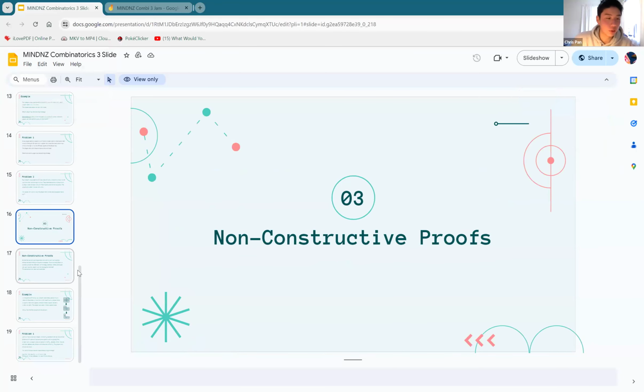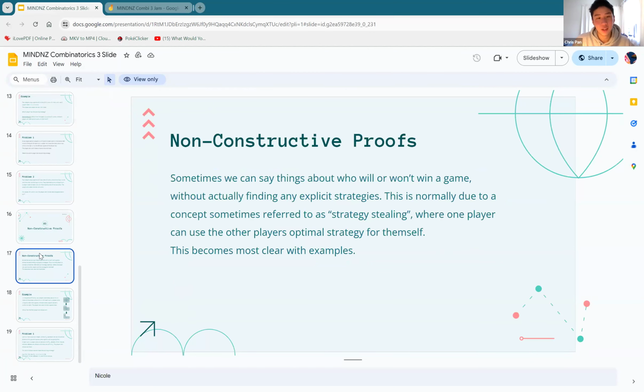cool. I guess we can move on to non-constructive proofs now. This is what Jay was maybe hinting at earlier. A non-constructive proof is a proof where you can say who wins or who doesn't win a game, or who can't win, or something about a strategy for either player, without actually finding a strategy. I can say player one has a winning strategy, but I might not be able to detail what the winning strategy is.